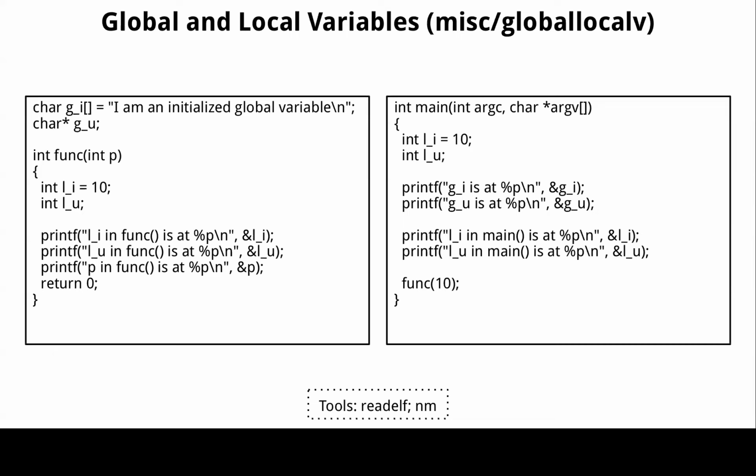So the main function will print out the addresses of those two global variables, then print out the addresses of the two local variables. We talked about this before. Where do they go, the local variables?